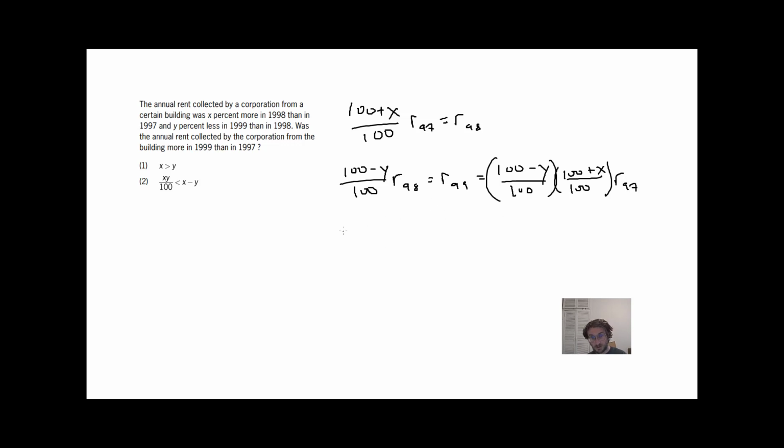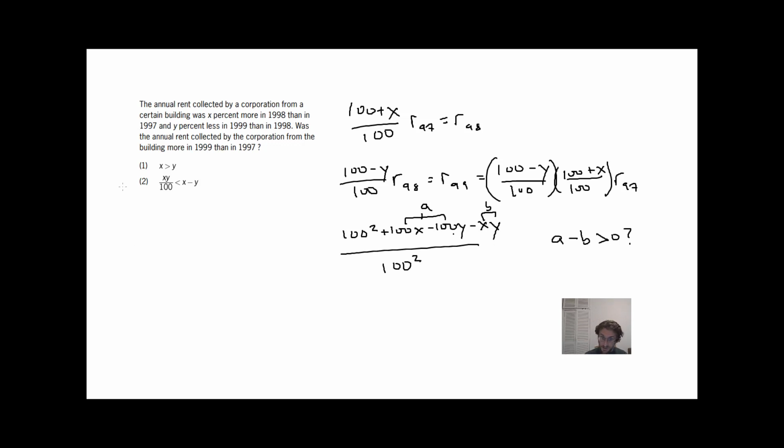If we expand that out, it's going to be (100 squared plus 100x minus 100y minus xy) over 100 squared. So this part you can basically ignore because that's just going to be 1, all right? So what we really need to focus on is this part and this part. So if we do the 100x minus 100y, we'll just call that A for that part, and then B for the xy. Then what we're really looking for is A minus B greater than 0. So the question is whether we can get that information out of the statements that are here.